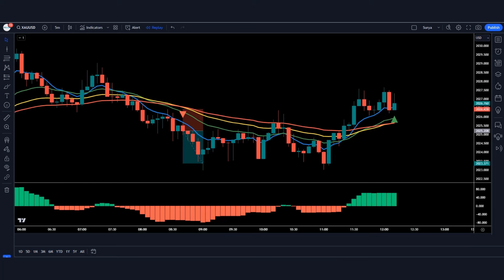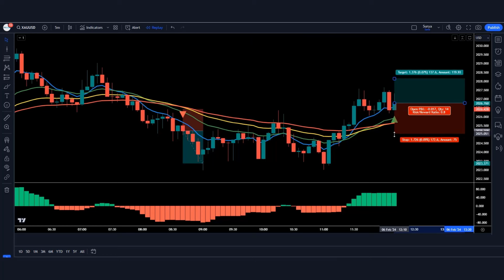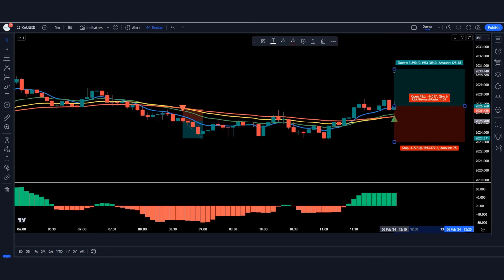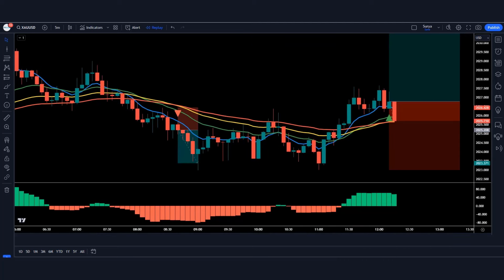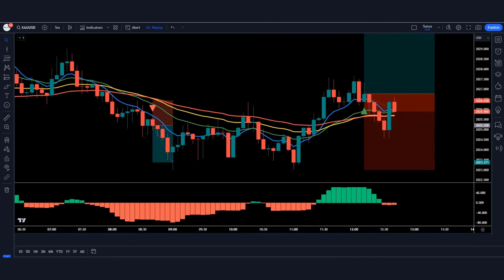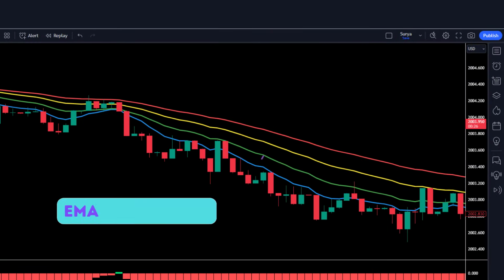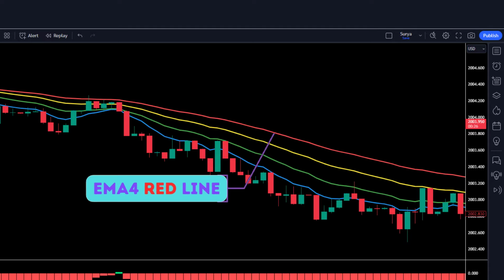It can be used on any trading platform or market, which gives you the facility to trade wherever and whenever you want. Don't worry if you are new to trading. The Jack's Beginner Strategy Indicator comes with comprehensive video tutorials and detailed instructions. You'll be a pro in no time. Jack's Beginner Strategy Indicator gives us buy and sell signals. This is the EMA1 blue line, and this is the EMA2 green line. EMA3 is the yellow line, and EMA4 is the red line.